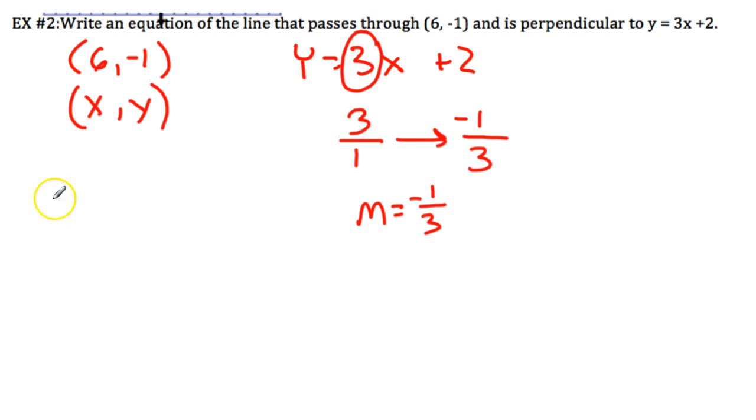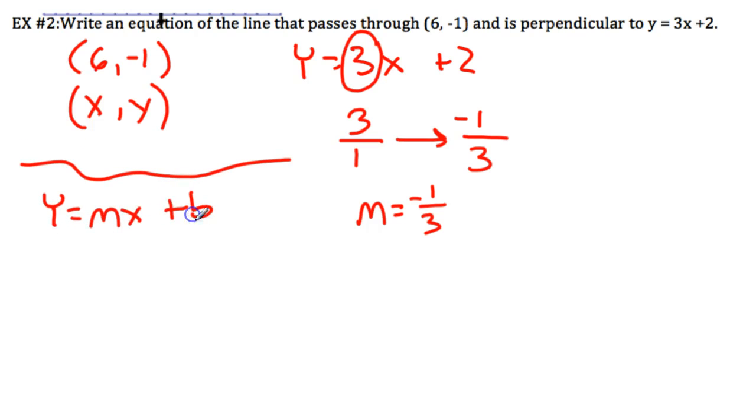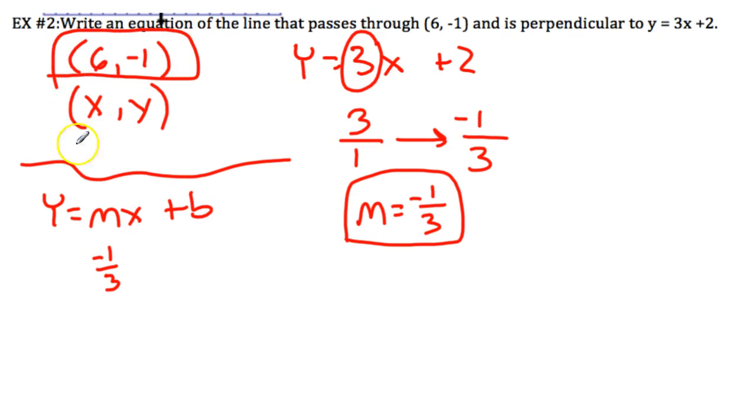Now I need to plug it into an equation, alright? So we have y equals mx plus b. My m we just found out, negative 1 over 3. Now I'll take this point up here and put that into the equation. So my y is negative 1, my m is negative 1 over 3, my x is 6. And I need to find the b.